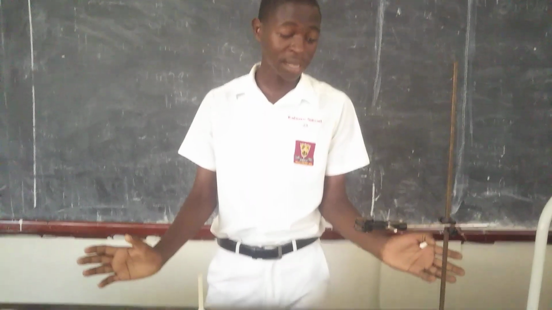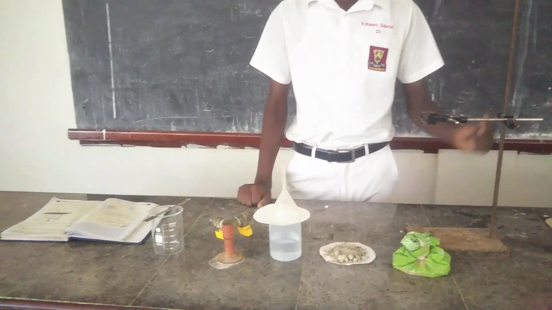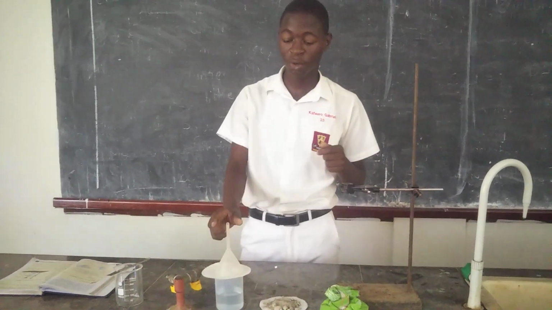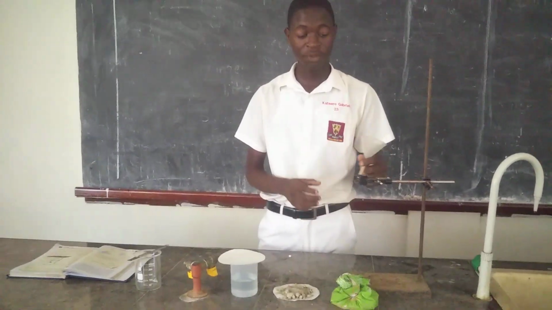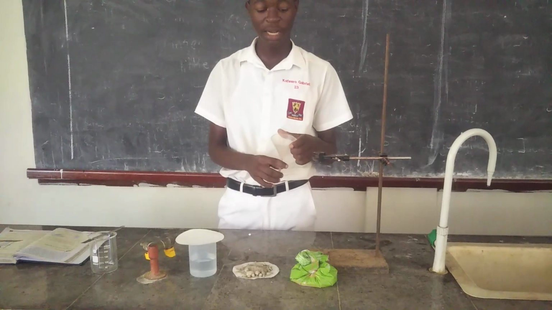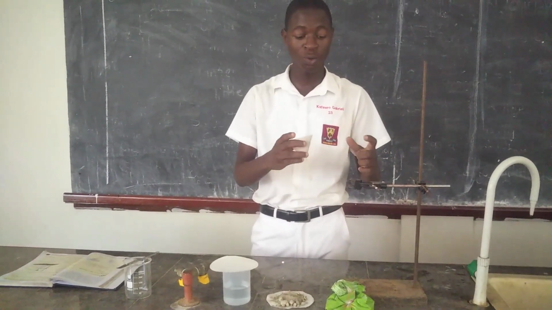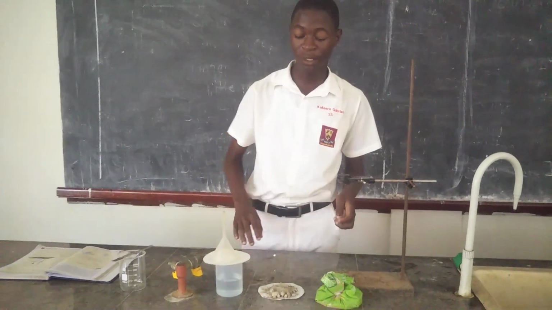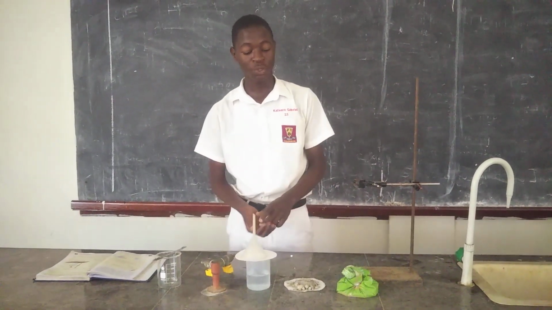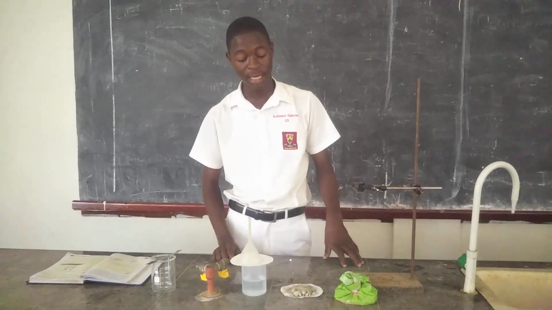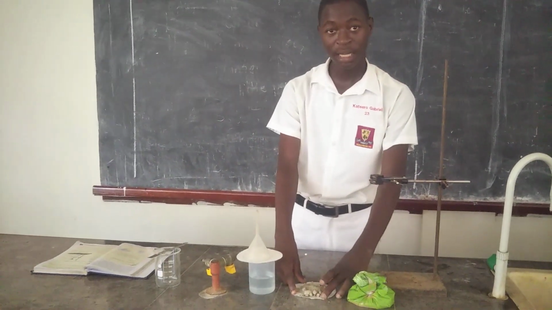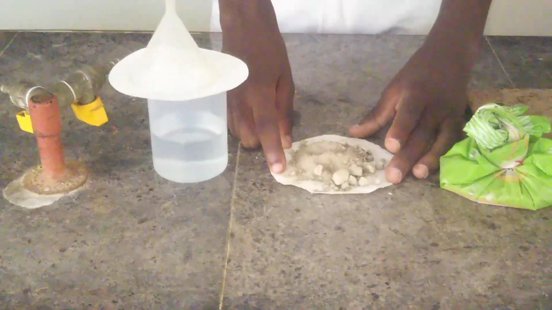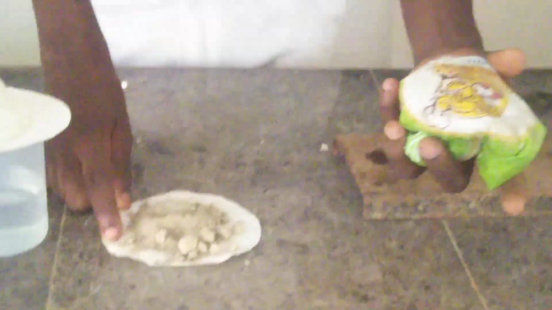As you see, there are some different apparatus in front of me, including a retort stand. This retort stand will help us to hold the funnel and prevent it from falling down. The next thing we have is sand. As you see, here is our sand. This sand will be used in the mixture. I have some more here in the back.